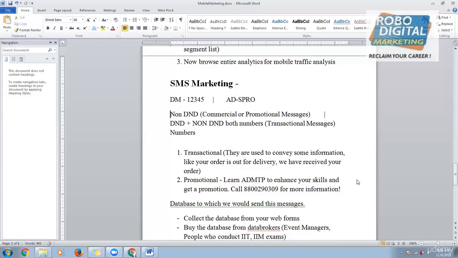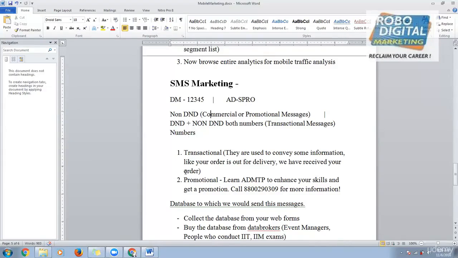Okay, so to whom you can send transactional messages, and to whom you can send promotional messages. Promotional or commercial messages can be sent only to non-DND numbers. Non-DND numbers are those numbers on which the DND service has not been activated. You can send promotional messages to them only. Second is transactional messages. Transactional messages are sent to both DND and non-DND numbers. Clear this point? Yes or no?